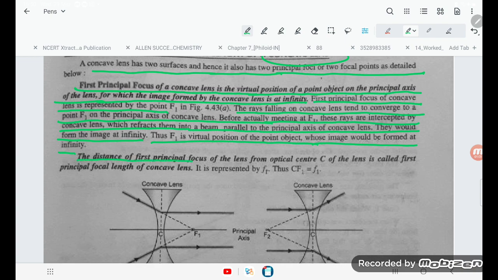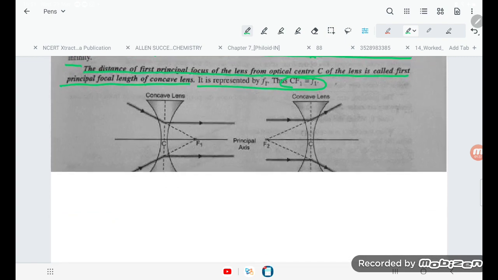The distance of the first principal focus of the lens from the optical center C of the lens is called the first principal focal length of concave lens. It is represented by f1.